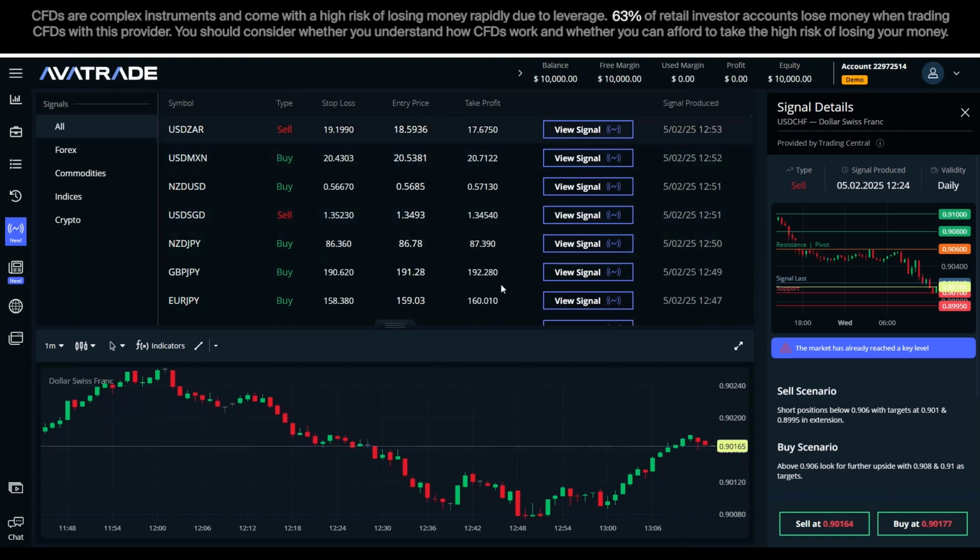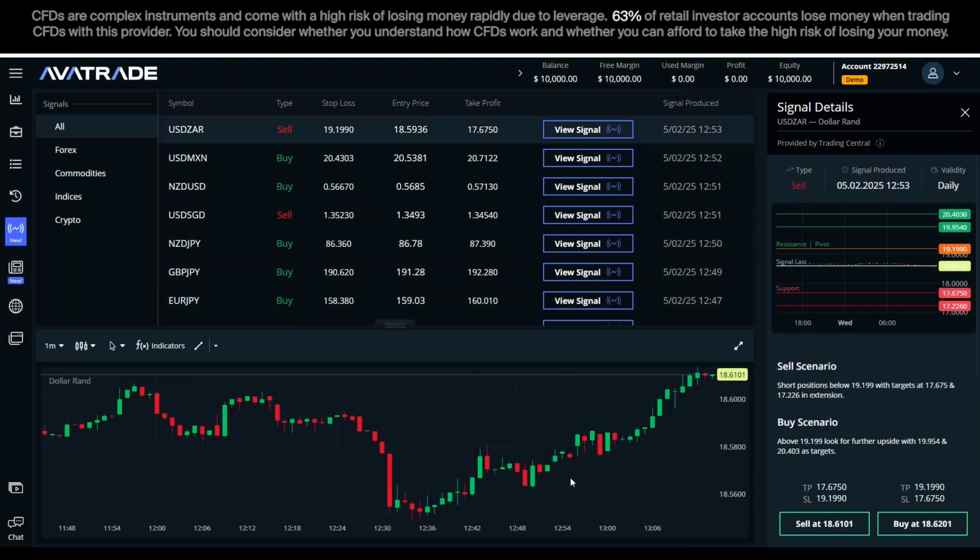Let's take USD ZAR as an example. As you can see, the value of $1 is at the moment 18 and a half South African rand. So if I click here on view signal, the signal opens, and as we can see, there is a certain scenario here. This time it is a sell, and in this sell scenario, we have the entry price, the beginning of the signal.